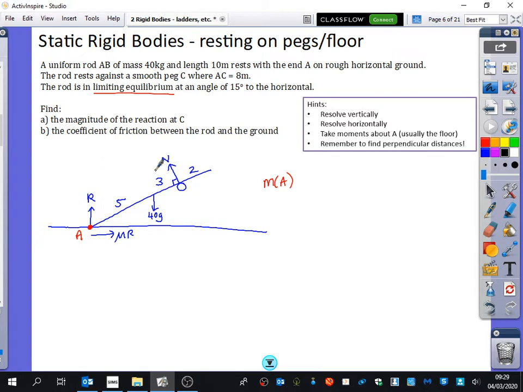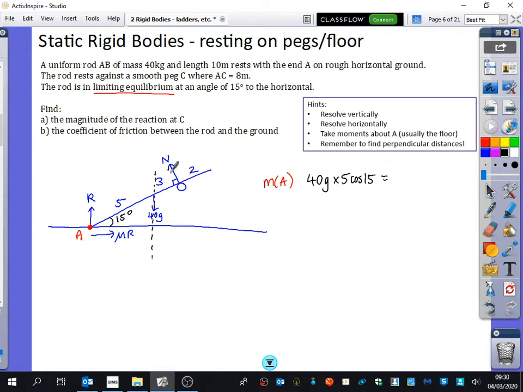So 40G, let's have a look at the line of action of the 40G. And we're going to try and find this distance running along the bottom. I haven't added in this, have I? This was 15 degrees. Without having to draw a triangle, I wonder if you could tell me what this bit is here. Good, it's 5 cos 15. So the distance is 5 cos 15 and the force is 40G. So it's 40G times 5 cos 15. And that is equal to what?